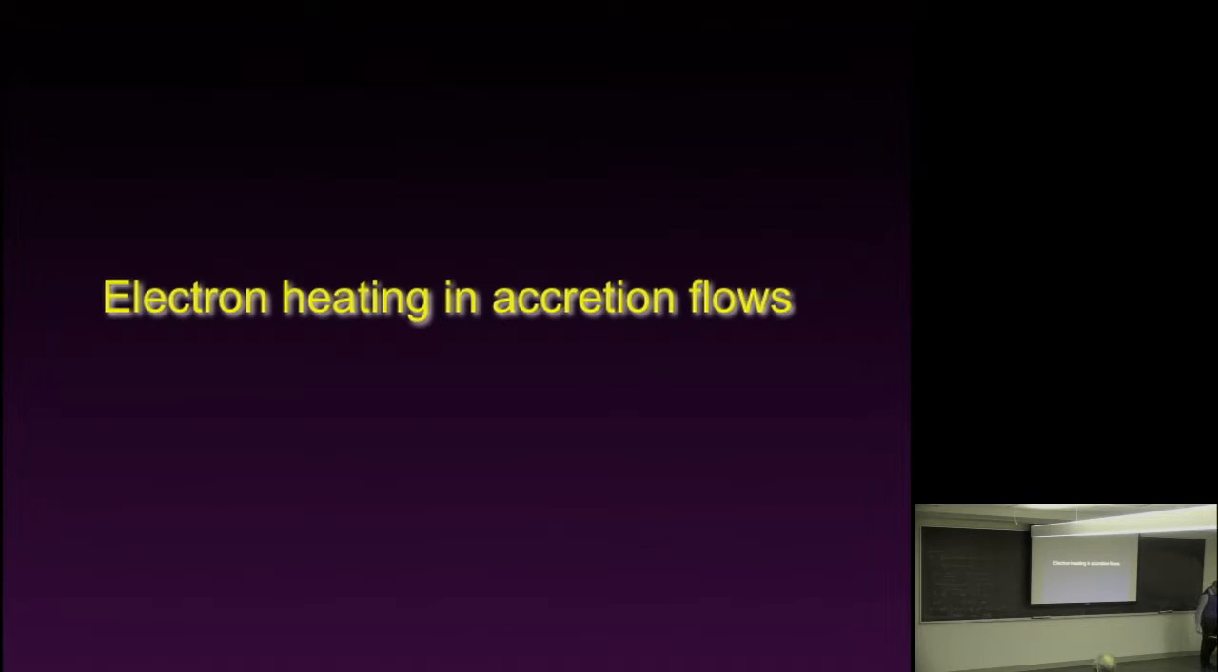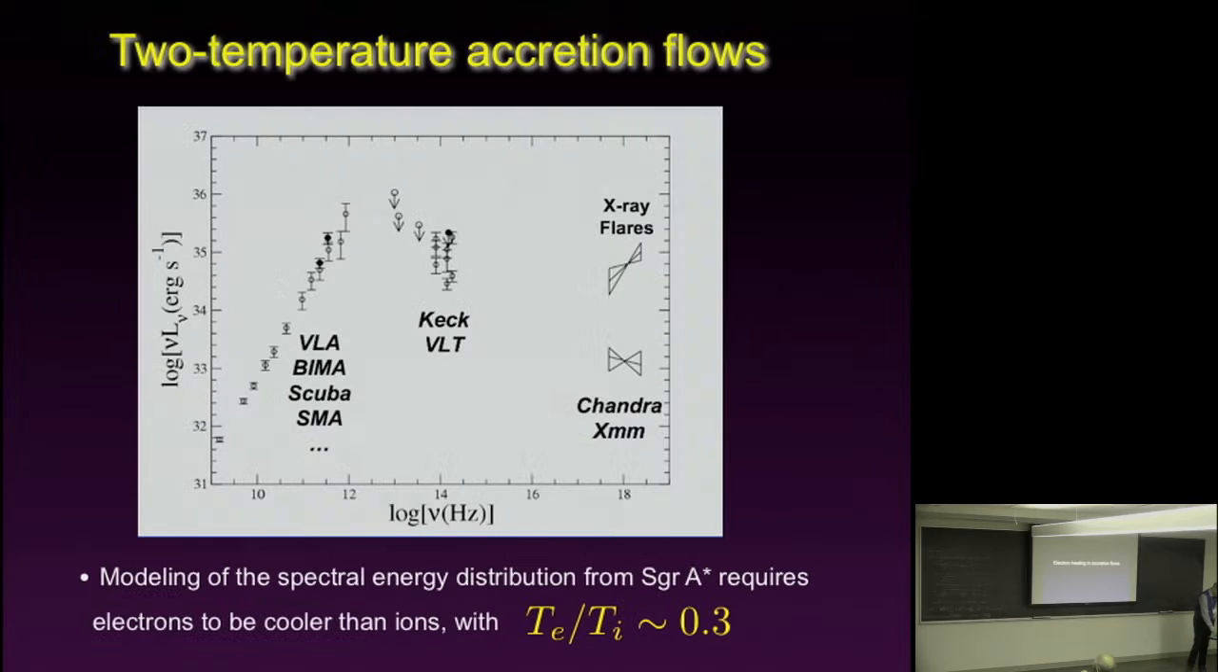So let me start with the first part, electron heating in accretion flows. And this is the spectrum. This is the spectrum of light as a function of frequency that you see from the black hole at the center of our galaxy, from the accretion flow around the black hole at the center of our galaxy. Different wave bands. This is the radio band, infrared, submillimeter.